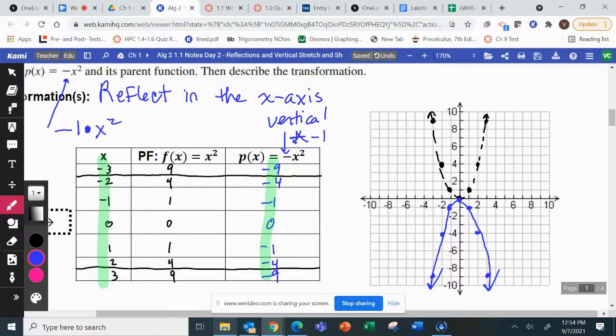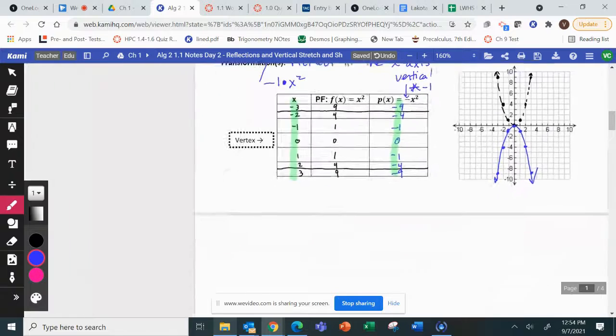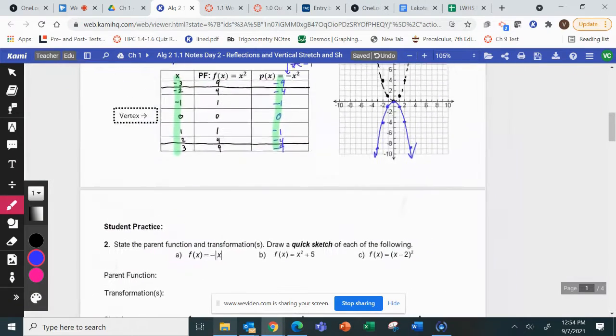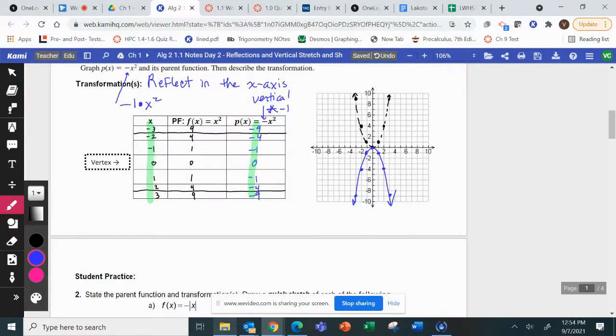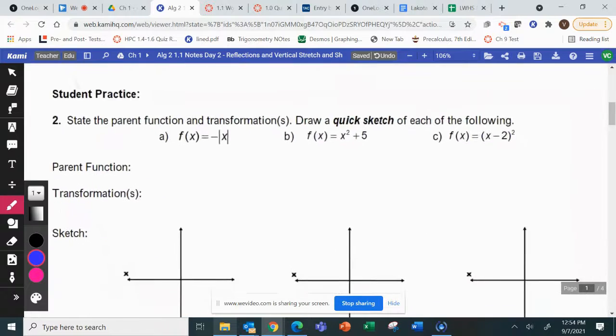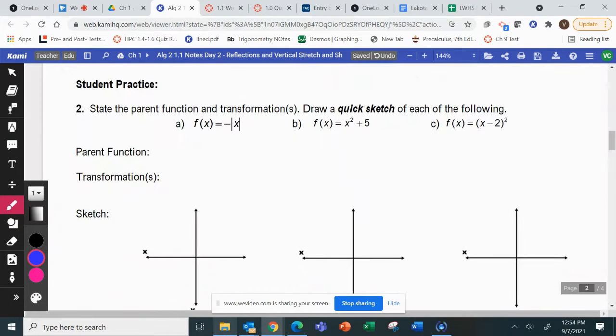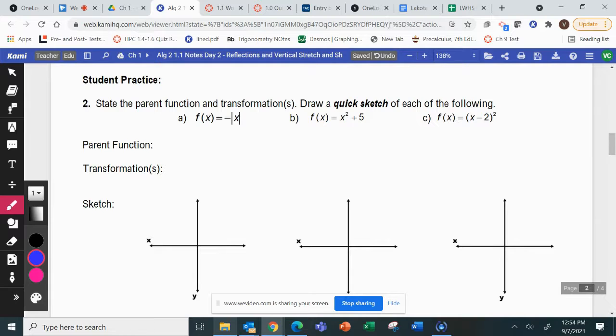Oh my gosh, my graph is so ugly. I was sitting to the side and I didn't look straight on. Let me make that better looking. There, that looks better. Okay, the next example. By the way, there'll be some like this in your assignment where you'll have to fill out the table and graph it. The next part of the practice is something called draw a quick sketch.